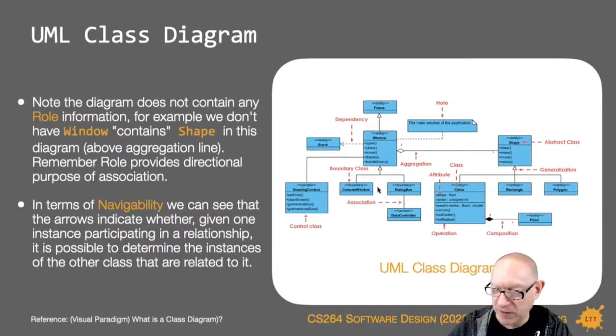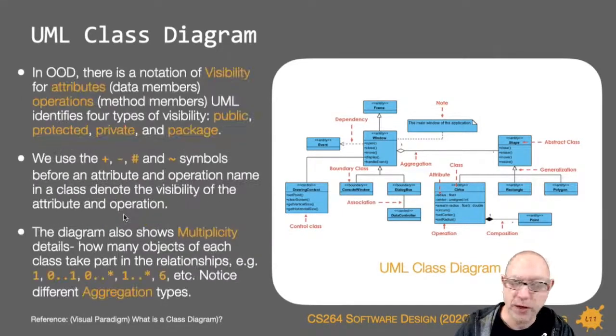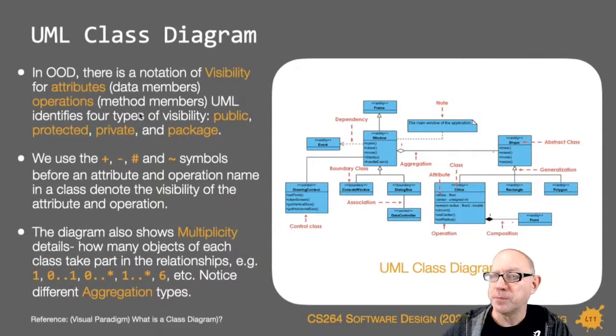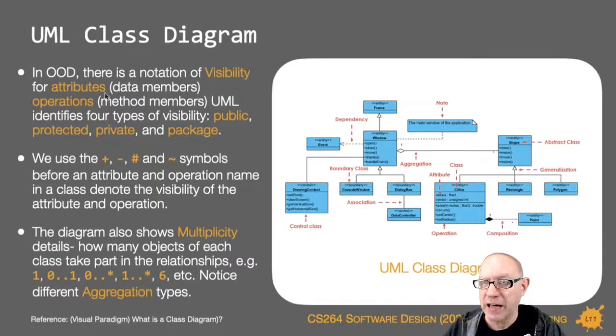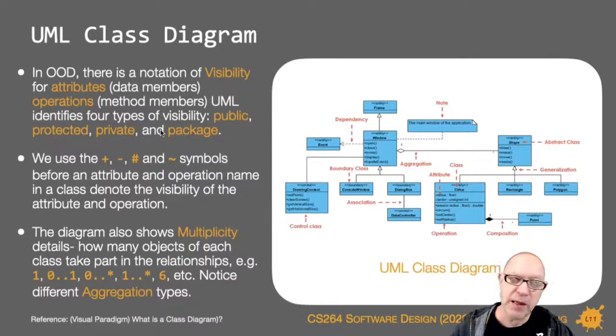So we don't have any navigability issues around this as well. And you can look this up if you want to see more about this. Okay. So in object-oriented design, there's a notation for visibility and for attributes, that's the data members, and operations, which are the methods. There are 4 types of visibility: public, protected, private, and package. So it's not surprising that you will have these in C# and Java. Okay, because we need to have these.